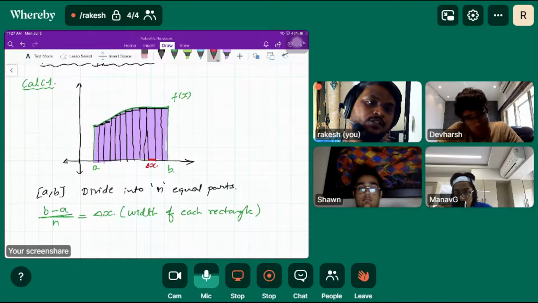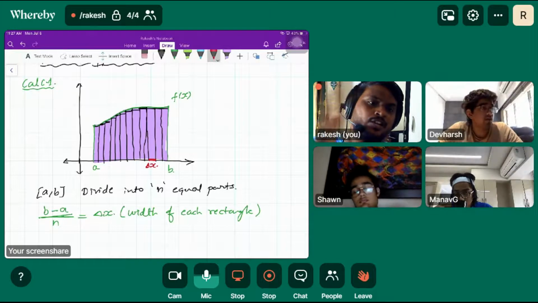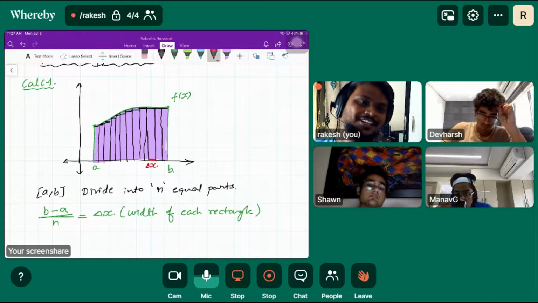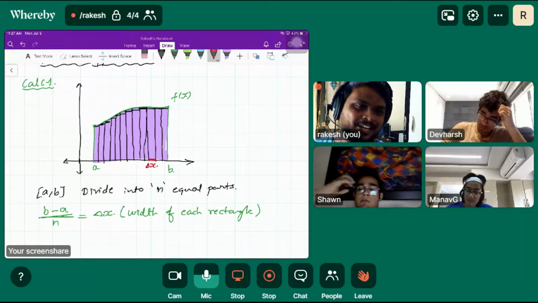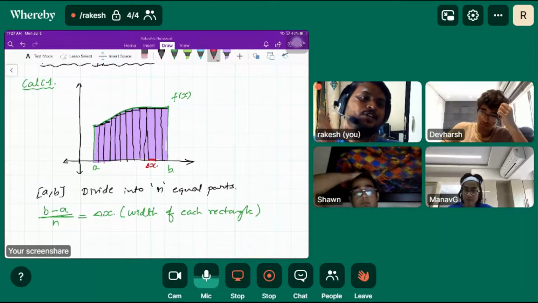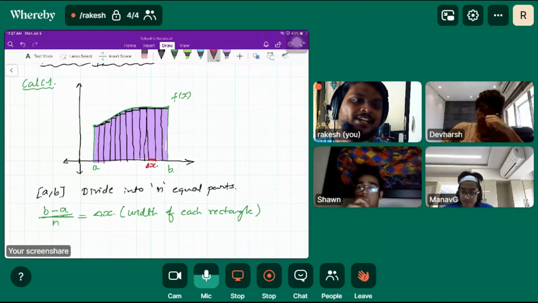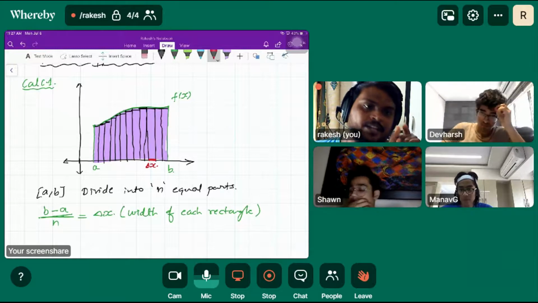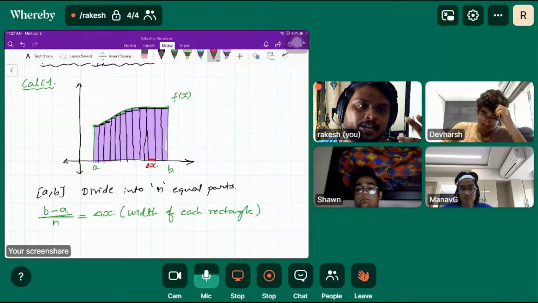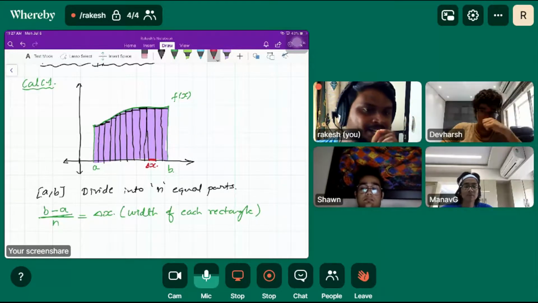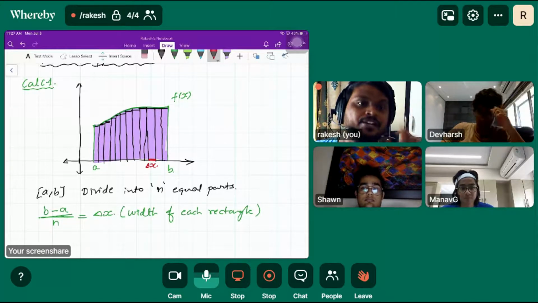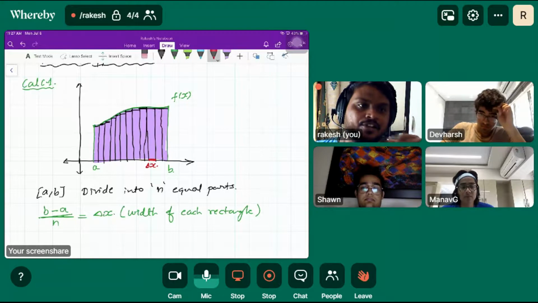Because it was a decreasing or increasing function, I even taught Mano to take either the left hand point or the right hand point. Basically, we can take any point on that width. We can take any point, and it will produce the same height, but selecting the left hand point or right hand point is basically already defined, isn't it?